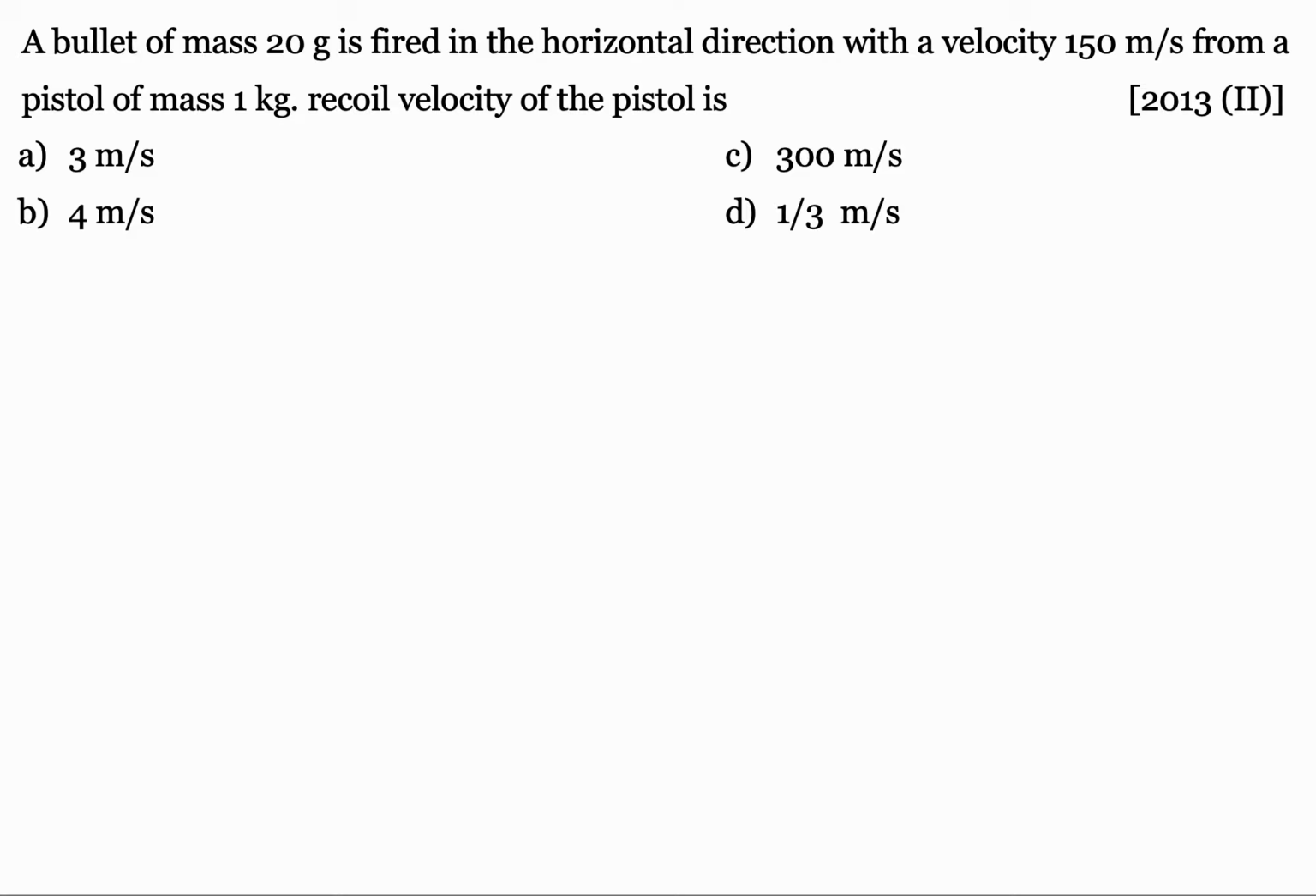So a bullet of 20 gram is fired. They have given the mass of the bullet, which is 20 gram. Now it is fired in the horizontal direction, so we will be considering the linear momentum case in this one. Now they have given us the velocity of the bullet after firing.